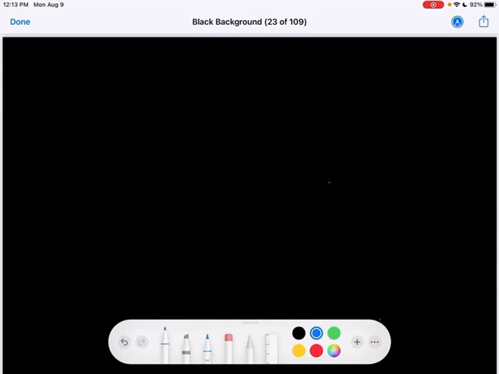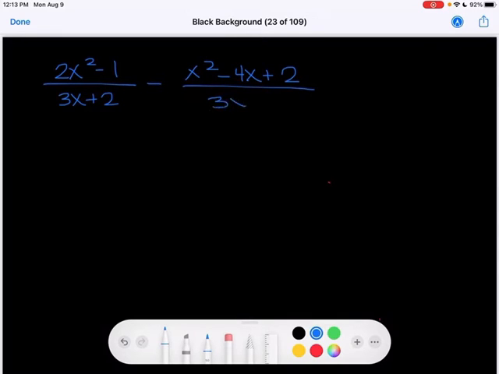So for example, let's say that I have 2x squared minus 1 over 3x plus 2 minus x squared minus 4x plus 2 over 3x plus 2. Since we have a common denominator, I can just combine the numerators and keep our denominator. But since we're subtracting here, you need to be very careful. We need to distribute that negative to everything in this numerator.